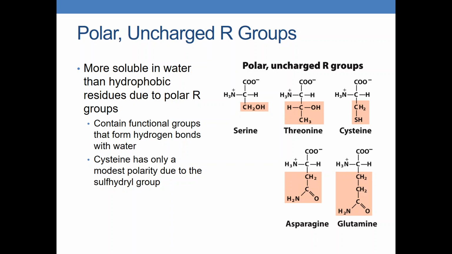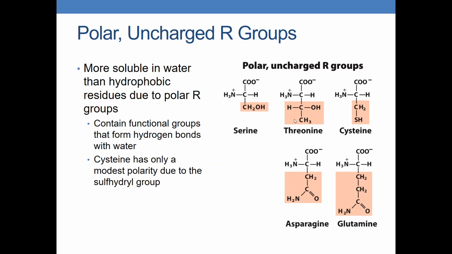The next group are the polar uncharged R groups. The R groups of these amino acids are more soluble in water or more hydrophilic, depending upon what language you would like to use, than those of the non-polar amino acids because they contain functional groups that can form hydrogen bonds with water. So here we are looking at serine, threonine, cysteine, asparagine, and glutamine. So you'll see here that all of these functional groups can form hydrogen bonds with water.